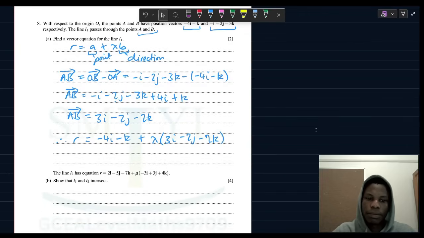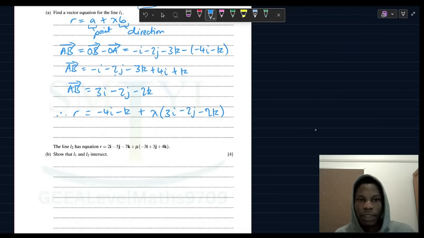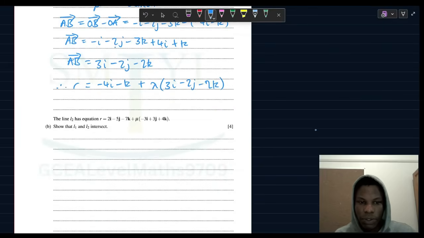And this here is the vector equation for line L1. Now we're given that line L2 has equation r equals 2i minus 5j minus 7k plus mu times (-3i + 3j + k). Part B: show that L1 and L2 intersect.